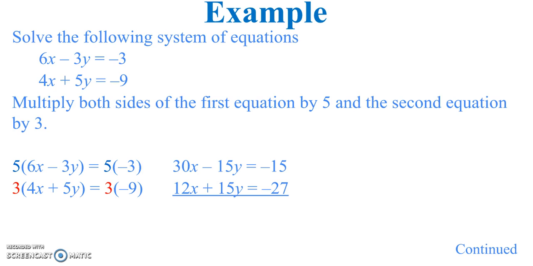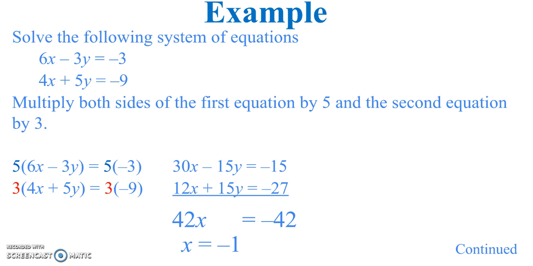Okay, so it becomes 15. I multiply everything on the left side and the right side of the equal sign. So 5 times 6x is 30x. 5 times a -3y is a -15y. And 5 times a -3 is a -15. I do the same thing multiplying by 3 on the bottom one, and then I can see that my y's cancel out. So I add straight down.